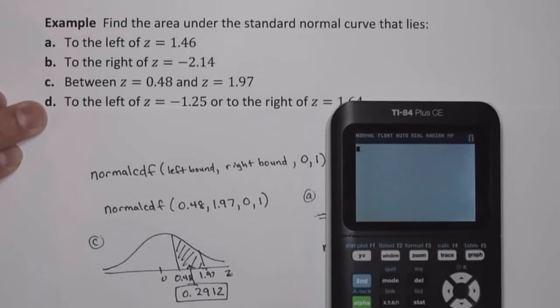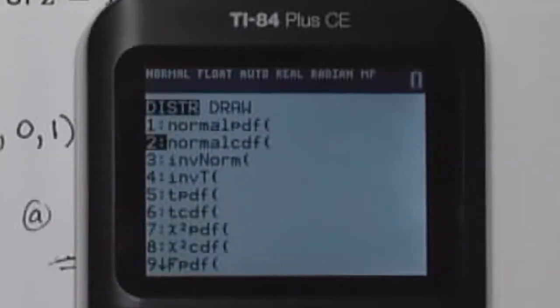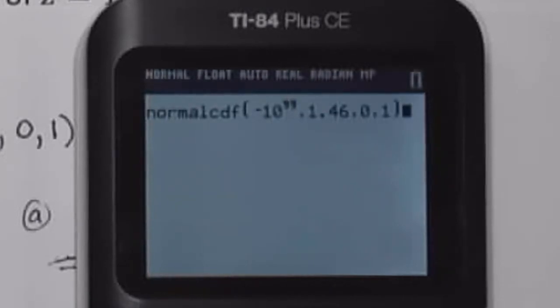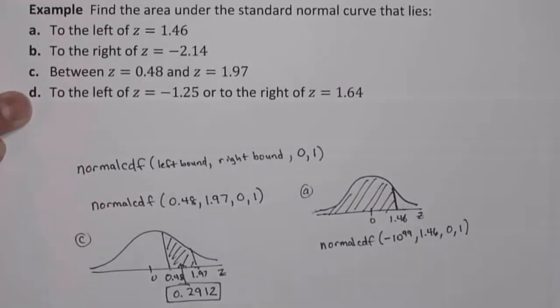So if I go back to distribution, normal CDF, in this case my lower bound, my left bound is going to be negative 10 to the 99th power, and my upper bound is 1.46. My mean is 0, my standard deviation is 1. So again, here's that command, and so I get 0.9279 if we round to 4 places.